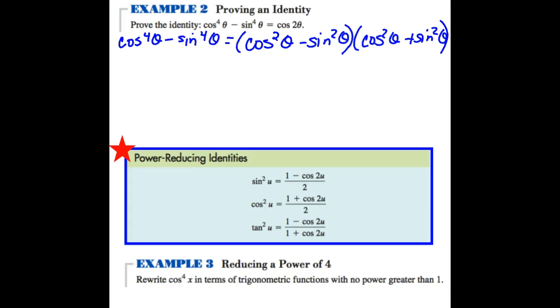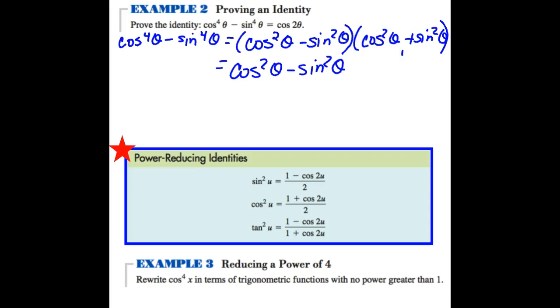Cosine squared plus sine squared is equal to 1. All right, we know that one. Yes, it's one of our Pythagorean identities. So this really simplifies down to just cosine squared theta minus sine squared. Yes? Because this is just equivalent to a 1.